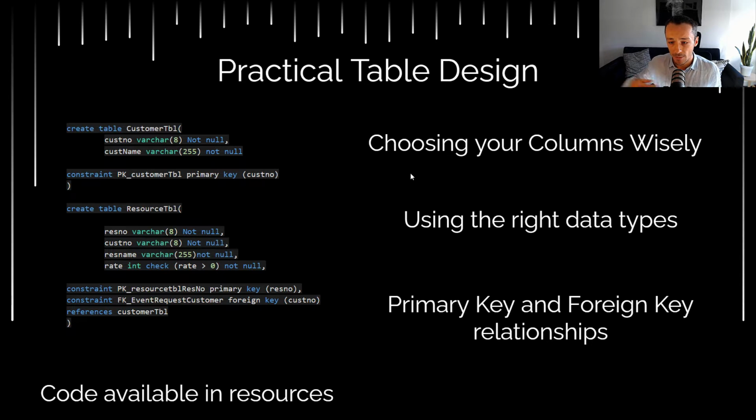We'll expand a little bit on that in the next slide. But for now, this is just a piece of code. You can play around with this. This is available in the resources. We're making a primary key and a foreign key constraint, and you can do some further research on that if you're a bit unsure. And this is just a basic create table statement for two tables.